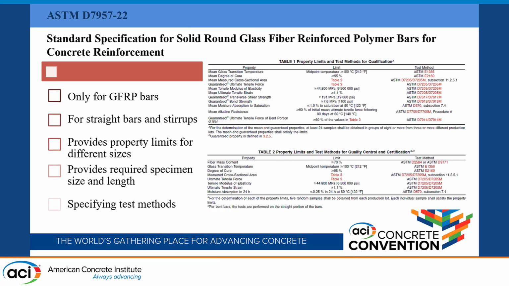And also these two tables are very familiar to FRP researchers and manufacturers. In the first one, they talk about the property limits and test methods for the qualification, which is different from the QC and the certification. It's another thing that, for example, the qualification will be more important for the manufacturer. They have to test at least 24 samples to receive the qualification. But when you go to the job site, the engineers have to run the quality control and the certification. And again, there's another confusion. Which one should I follow? The 24 samples or the 5 random samples for the QC?